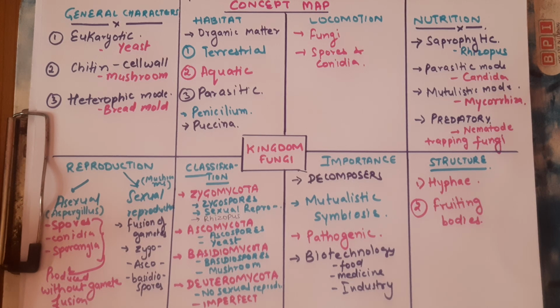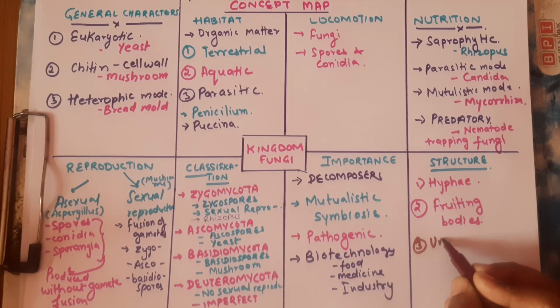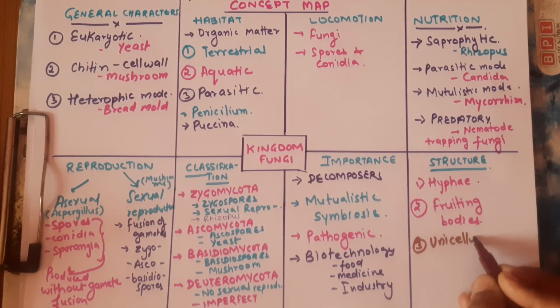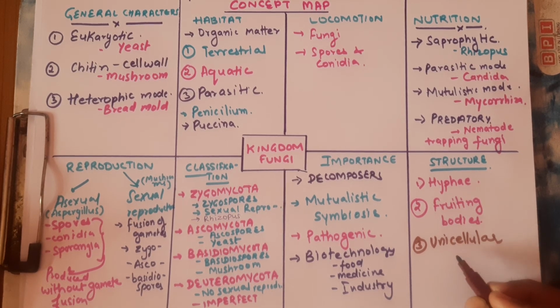The third important feature is that certain fungi exist in a unicellular form. So what does it mean? Some fungi exist as a single cell like yeast. Now we know that yeast is used in fermentation to produce carbon dioxide. This will lead to the formation of bread dough.